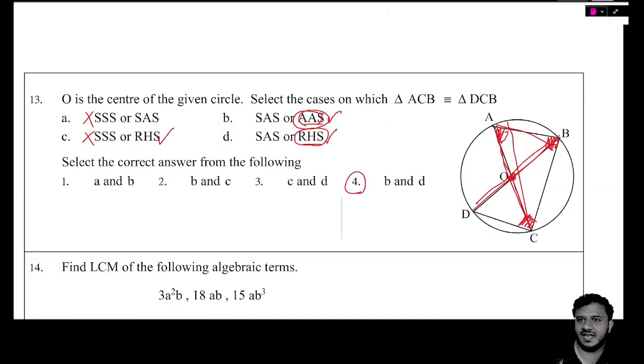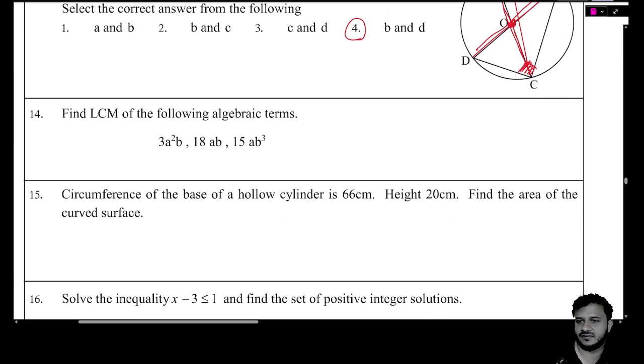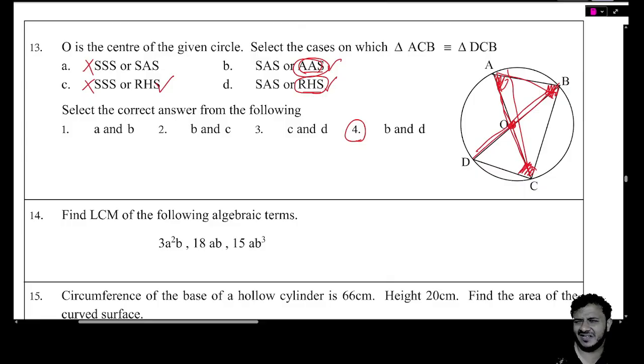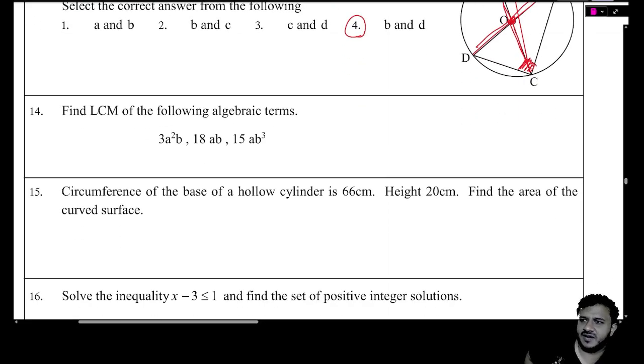It's a very weird way they have given the question. Or means either this or this will happen. AAS happens, we know that. Either this or this happen. We know RHS works. Do you get what I mean? It's a very weird way they have given the question. Very bad English. Alrighty, next one.